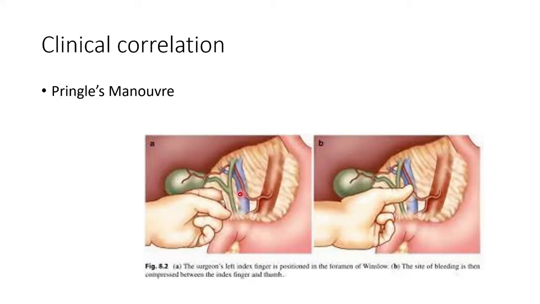So the Pringle manoeuvre is done to stop bleeding within the liver. During surgery, to stop blood supply to the liver, and if there's trauma and bleeding from the liver, you can do this manoeuvre. You insert your finger into the foramen of Winslow from here, and then press on these structures, the portal vein and the hepatic artery, and this pauses the blood supply to the liver.